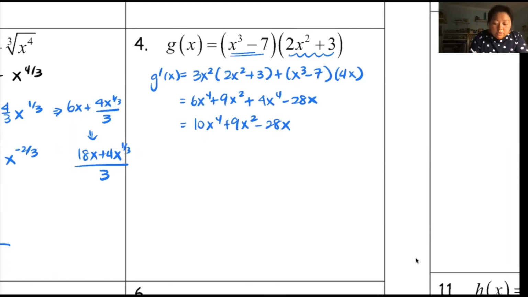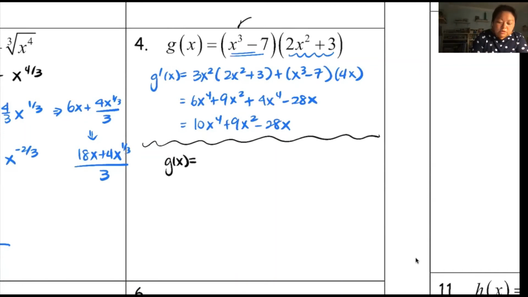Now again, normally I would suggest that you go ahead and multiply this out. So if we were to just multiply g of x by distributing the x cubed first, I get 2x to the 5th plus 3x cubed. Now I distribute negative 7, so minus 14x squared minus 21. So this is a rewritten standard form of the same exact equation.